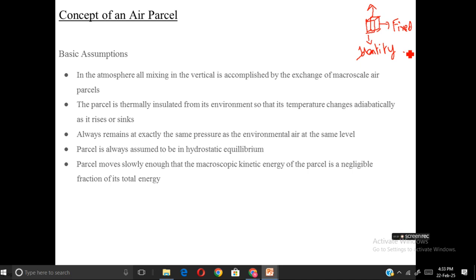And as a parcel slowly moves in the air, the macroscopic kinetic energy of the parcel is considered negligible compared to the total energy. Since it is moving very slowly, we don't consider the macroscopic kinetic energy of the parcel. So these are the basic assumptions that we have when we consider the vertical movement of an air parcel in the atmosphere.